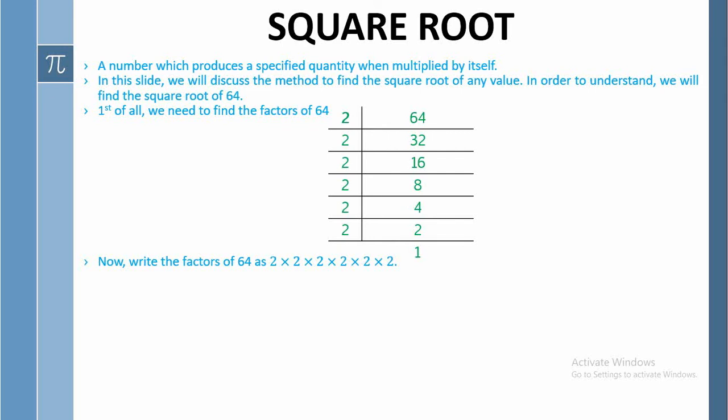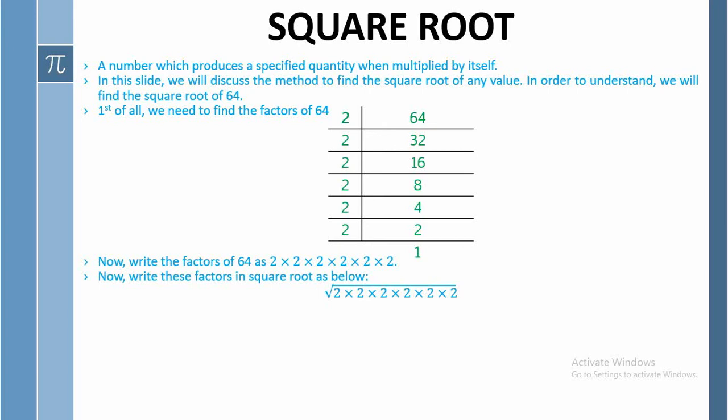But now we need to find the square root. There is a button in your calculator known as square root, and the symbol of a square root is this. Now you need to write these six 2's under this square root sign. After this you need to find the common values.